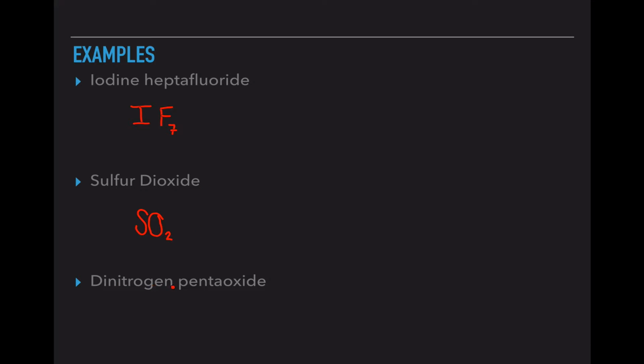And then dinitrogen pentaoxide. Nitrogen is capital N, this di tells me I need 2 of them. Oxygen is capital O, this penta tells me I need 5. So really easy, right? Look at the name, find the symbol, find the prefix, write down the number.